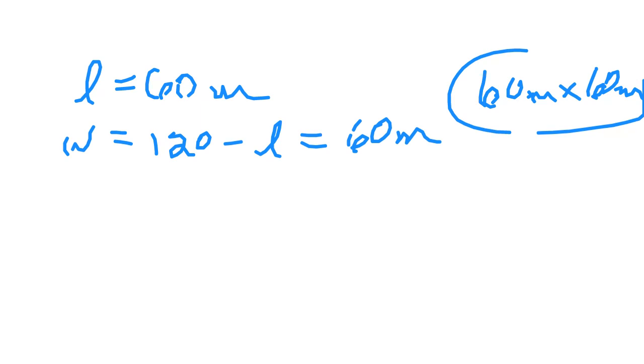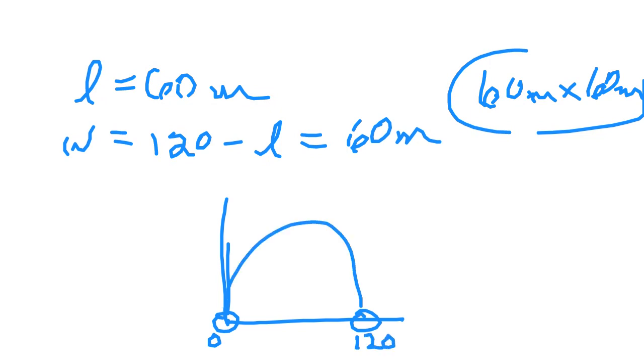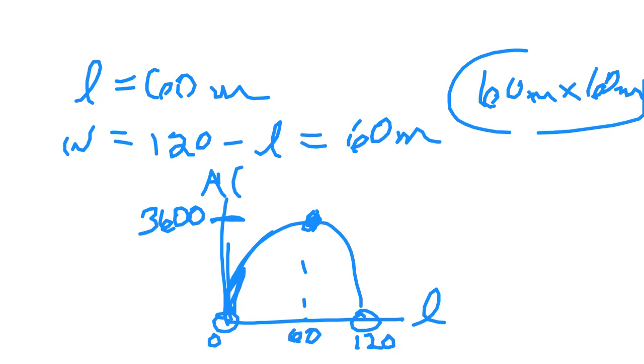Anyway, that should take care of this. Once again, redrawing this picture. Basically, it's an open dot at 0, 0, and over at 120, 0. And it's an upside down parabola, which very nicely peaks right here at 60, and up at 3,600. So once again, this is the L axis, this is the A axis, or A of L axis, if you prefer that way.